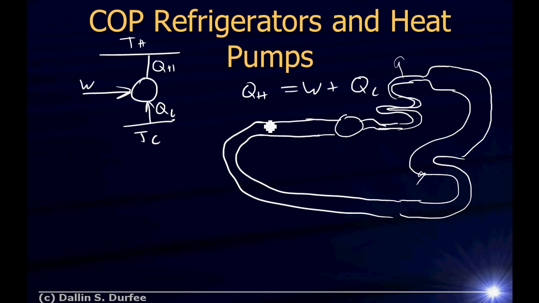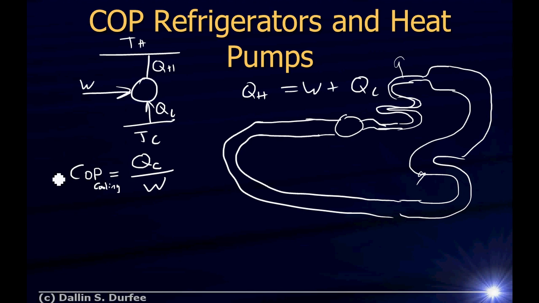Now, how efficient is your refrigerator? Well, we don't usually talk about efficiency, we talk about the coefficient of performance. But like efficiency, we take the thing that we want and divide by what we put in to get it. For a refrigerator, what we want is heat pulled out of the fridge. So we want Q cold, and what we put in is work to get it. So this is the coefficient of performance for cooling mode. The coefficient of performance for a refrigerator is Q cold divided by work.